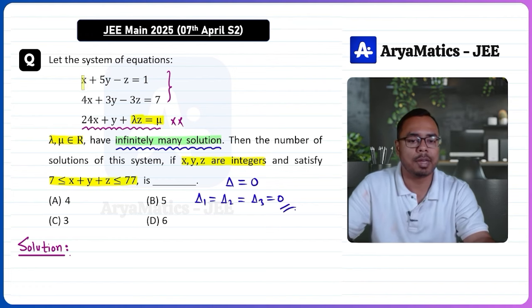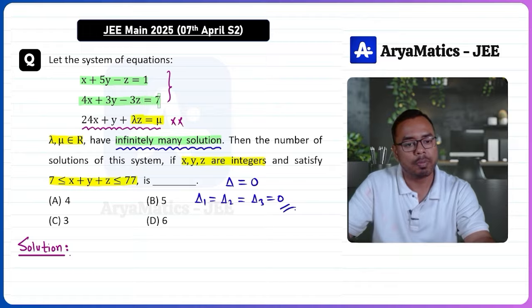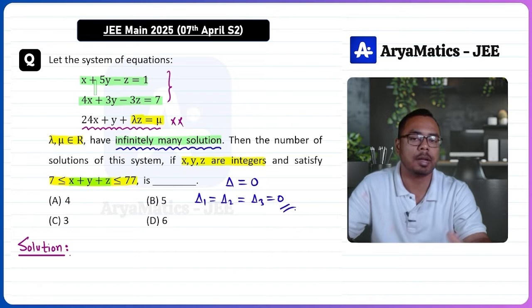So here basically we need to focus on equations 1 and 2. From here, try to find the values of any two variables in terms of the third variable and then substitute in this equation. For example, you can write x and y in terms of z, or you can write y and z in terms of x, right?